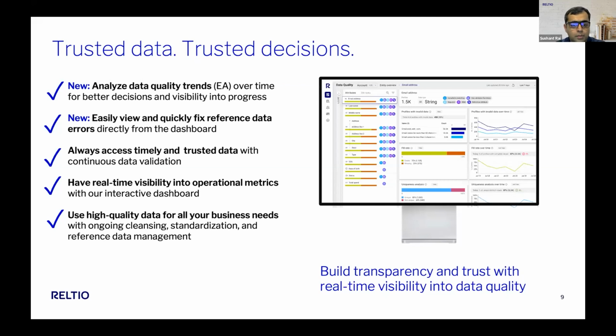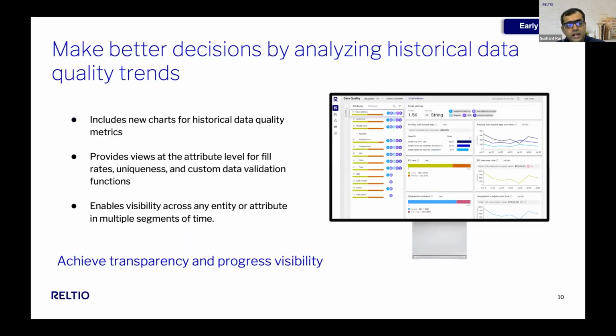So let's go through these one by one. What do I mean by trend analysis or reference data? The data quality dashboard will now include new charts that display historical information at the attribute level for fill rates, uniqueness, and custom validation functions. Users will now have the ability to look across any entity or attribute and view this information in multiple segments of time. So essentially, if there were events of data coming into Reltio from different sources, customers can now analyze, for example, which data sources caused a dip in the data quality. You can see over time the data quality of the data within Reltio going up or down.